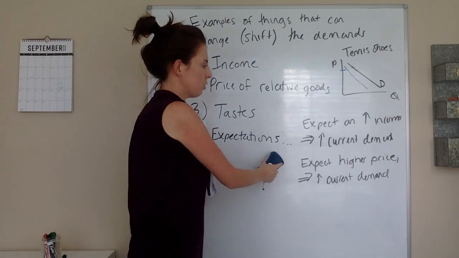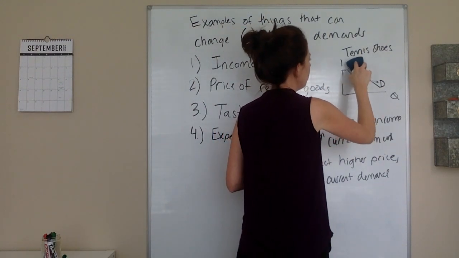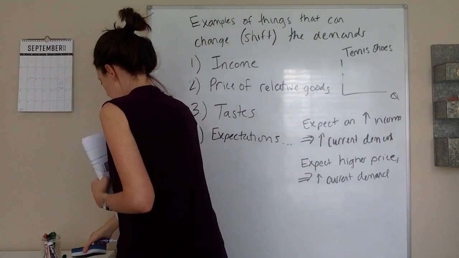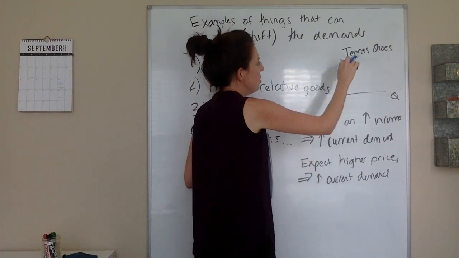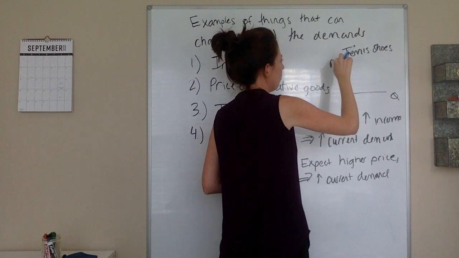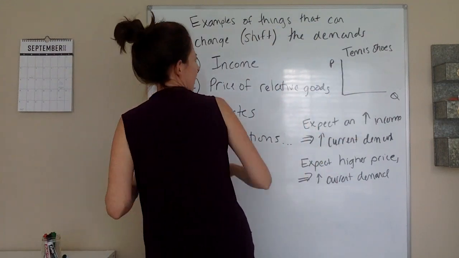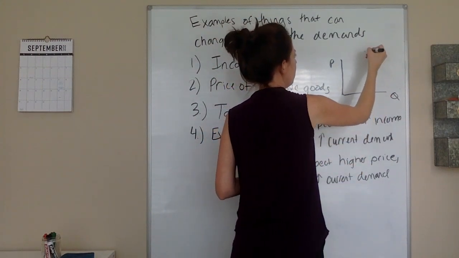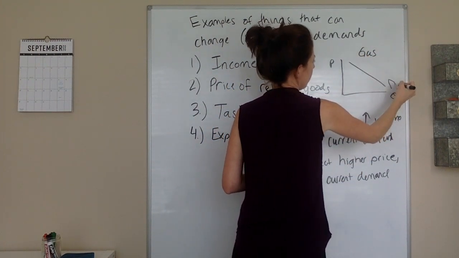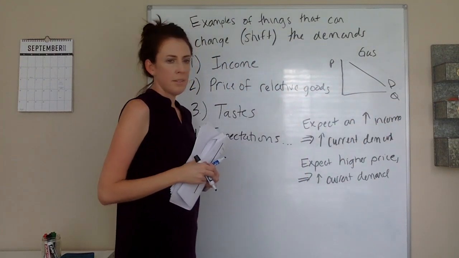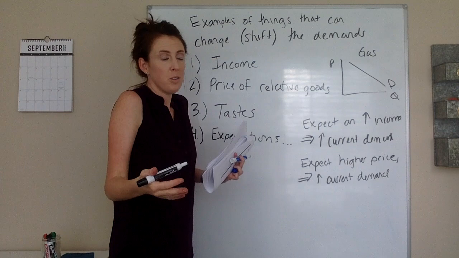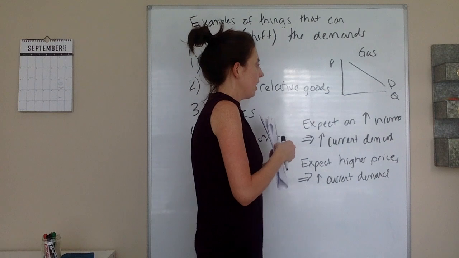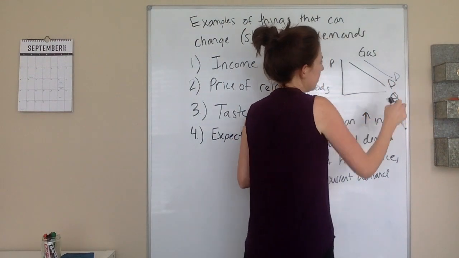Okay, what about this expectation of different prices? The idea here is people want to get bargains when bargains are to be had. So let's think about the market for gasoline. If you know somehow that in the future, or maybe tomorrow, the price of gas is going to go up, well, what do you do? You go get gas today. And so your demand is going to shift to the right.